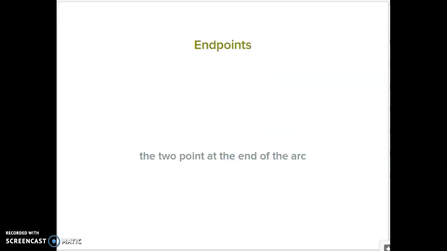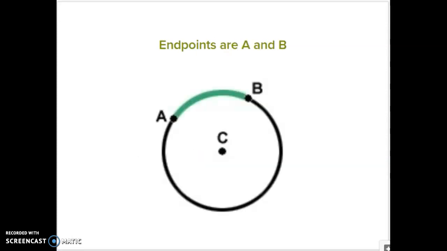Endpoints. Just like how we have endpoints of a segment, endpoints of an arc would be like the A and B in the last one, or A and B in this picture. A and B are the endpoints of the green arc pictured. Or you could even use the black arc too. They would be the endpoints of the black arc as well.